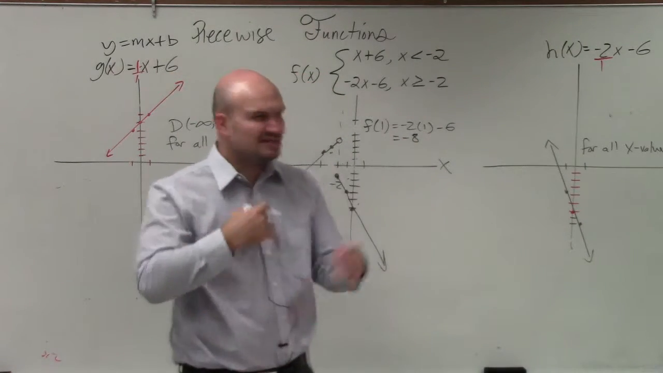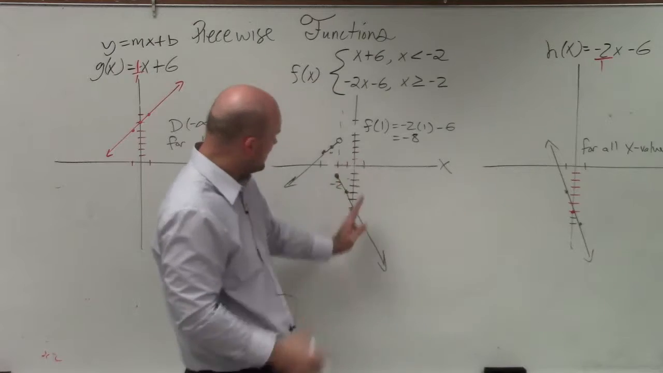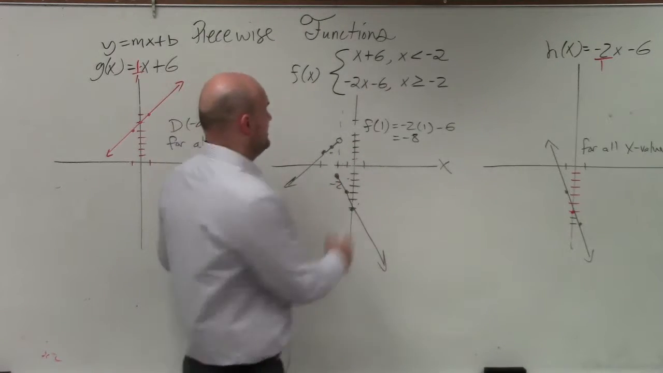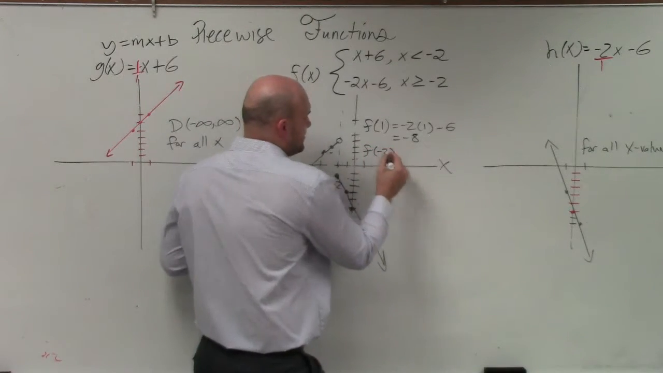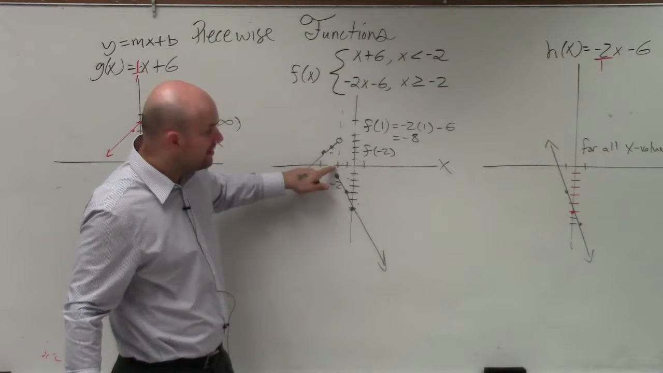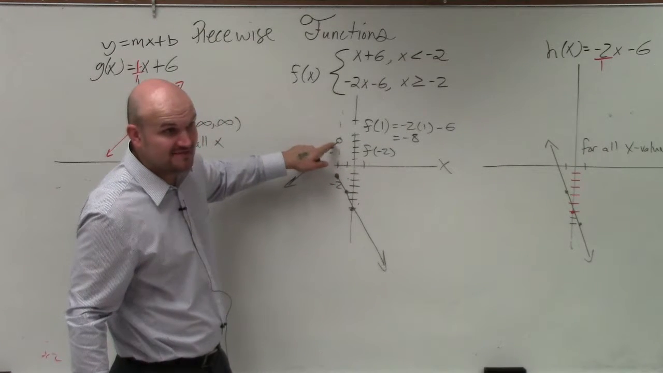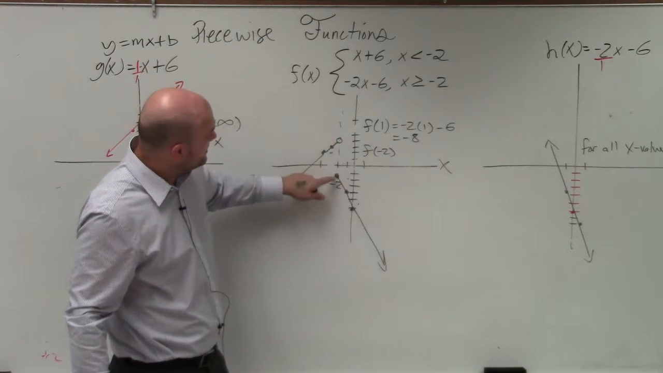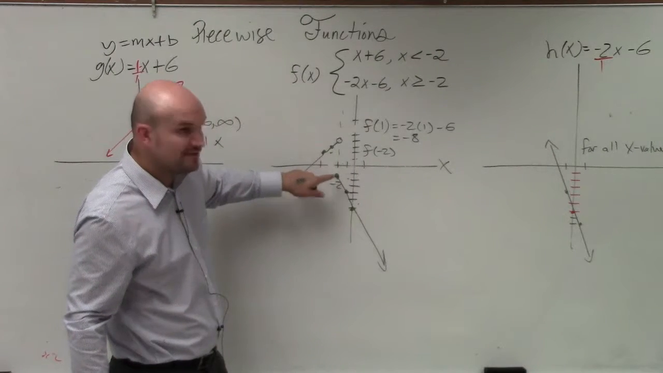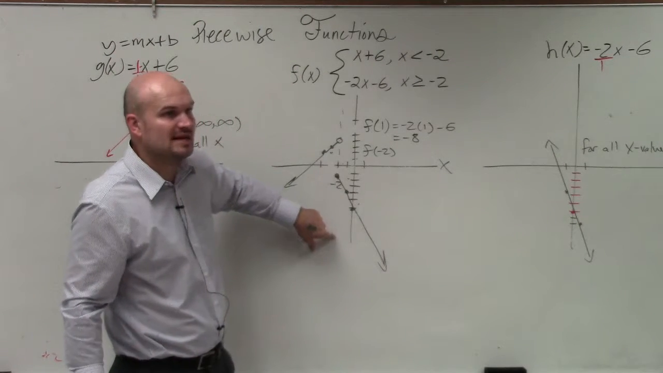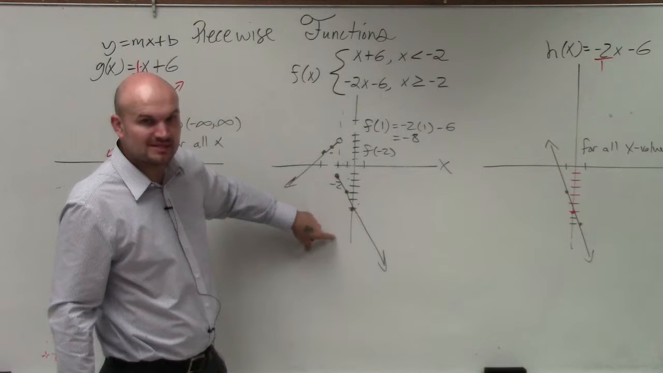A ton of students plugged it into both equations. You're only plugging it into the equation where it's satisfied. If you were to do f of negative 2, you go to negative 2. It's open for this, so it's not satisfied there, James, but it's closed over here. So therefore, that's why you'd plug it into the same equation. Does that make sense a little bit now?